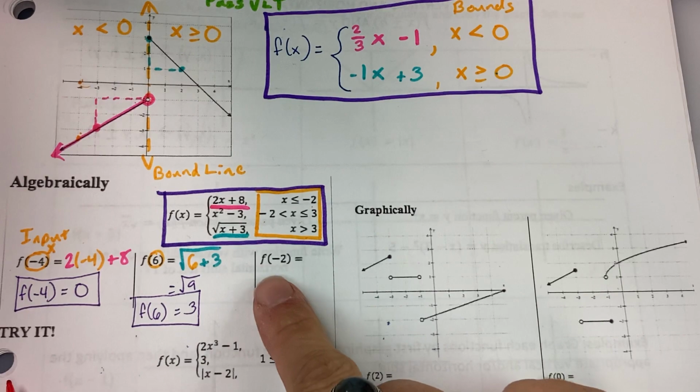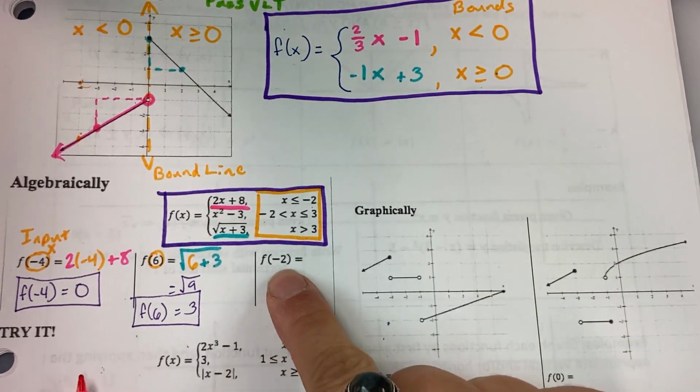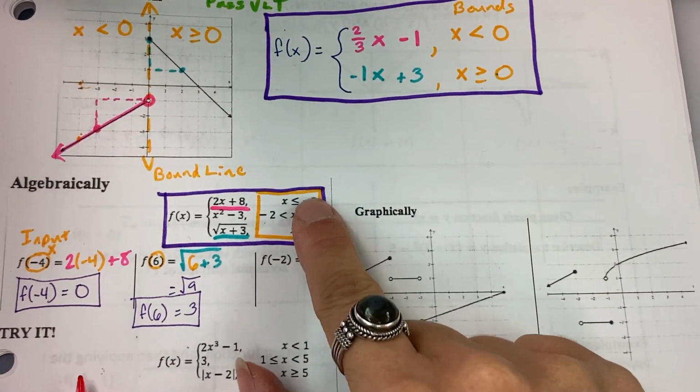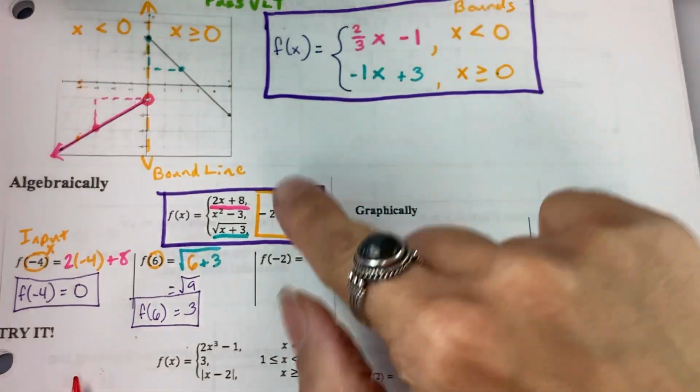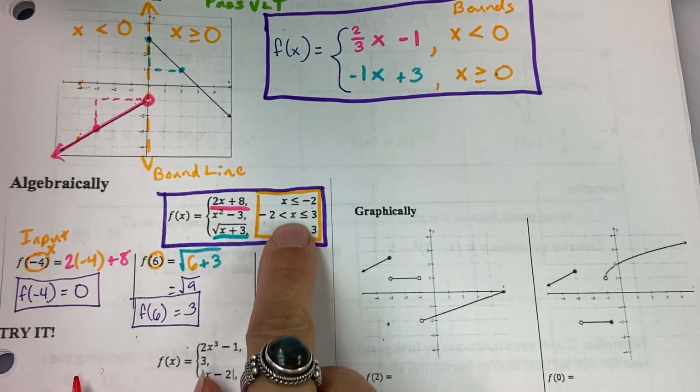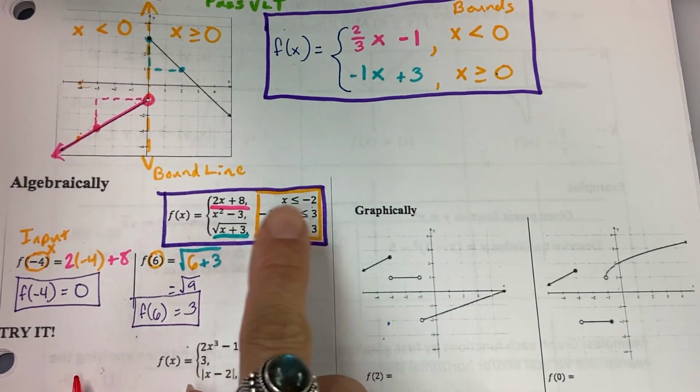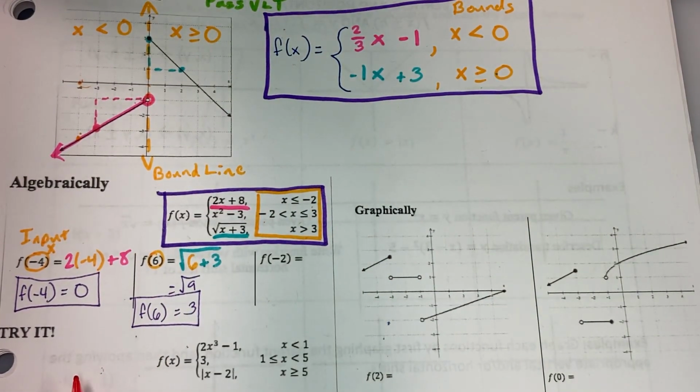So for this one, f of -2, this one's a little bit tricky because as I'm looking at those 2 bound statements, -2 is less than or equal to -2. -2 is not greater than -2. So go ahead and pause the video and use this function piece.